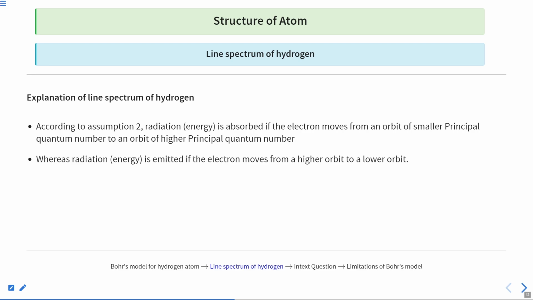Now we'll talk about absorption and emission. When it does a transition from lower to higher, it will take energy, and when it comes back, it will radiate or emit energy. Clear?